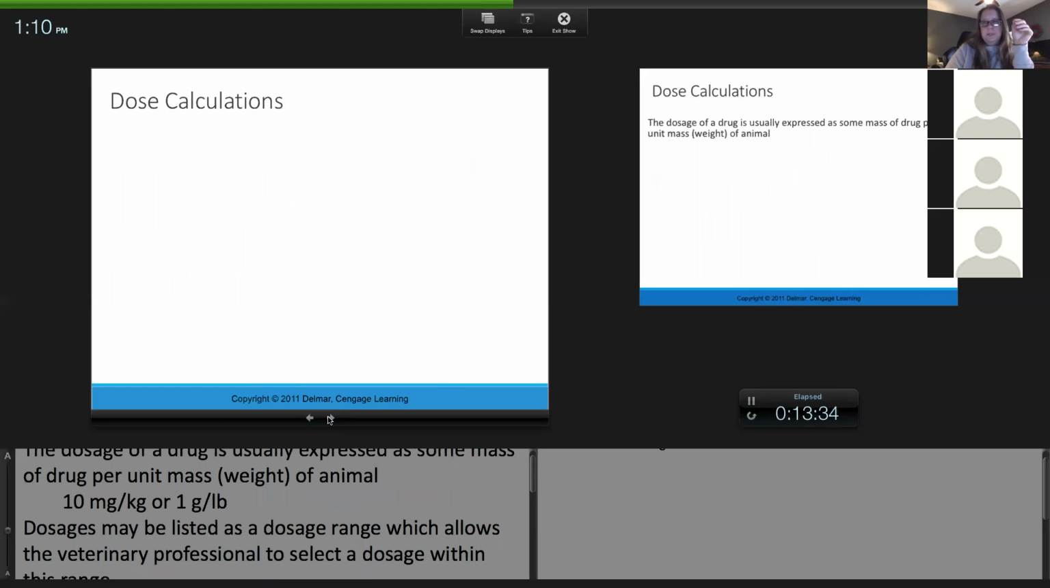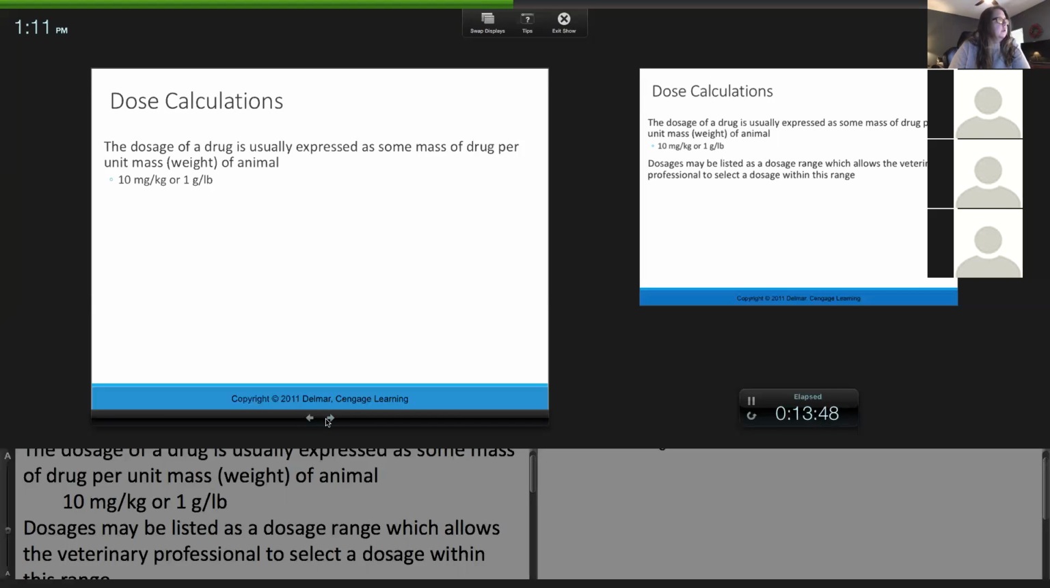We might be sending home medication in a different form, and that's why we have to convert it. So we're talking about the same mass of drug per weight of the animal: 10 mg per kg, 1 gram per pound.